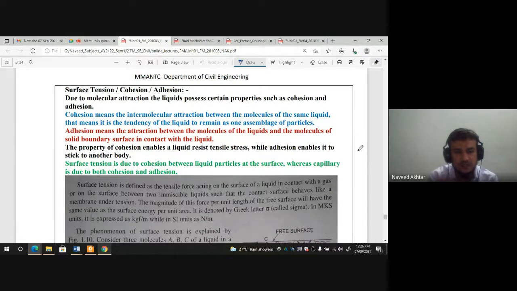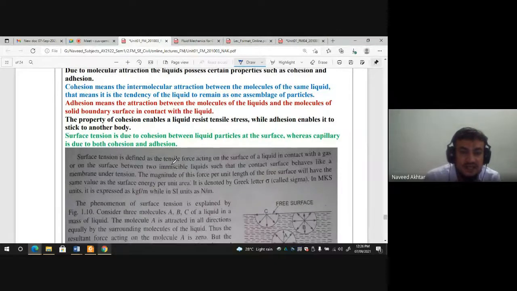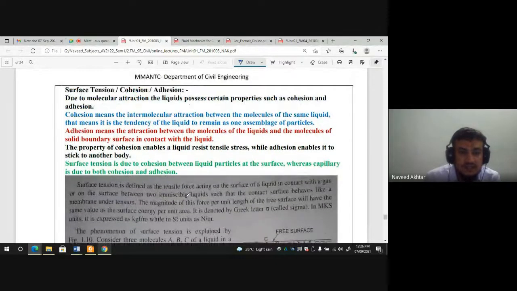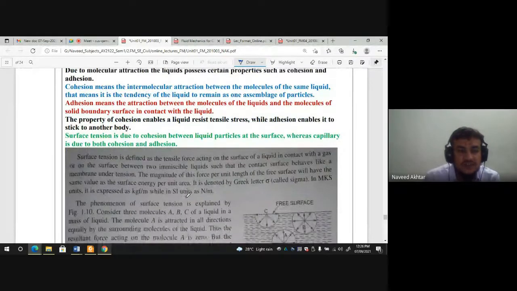And the property of cohesion enables liquid to resist tensile stress, while adhesion enables it to stick to another body, यानी सॉलिड सरफेस से, किसी भी बॉडी से आपका लिक्विड एडिशन है या अट्रैक्ट है, तो दैट इज कॉल्ड एज adhesion. Now surface tension is due to cohesion between liquid particles at the surface. What is the surface tension? Surface tension is due to cohesion between liquid particles at the surface.